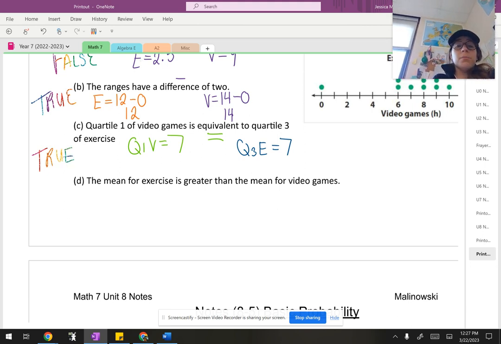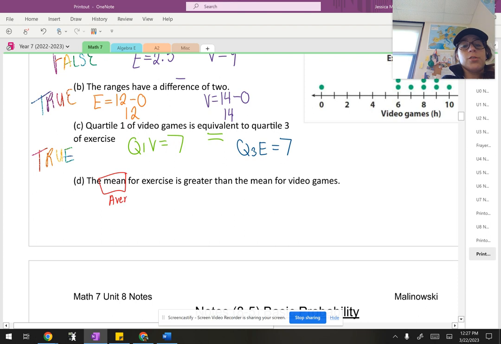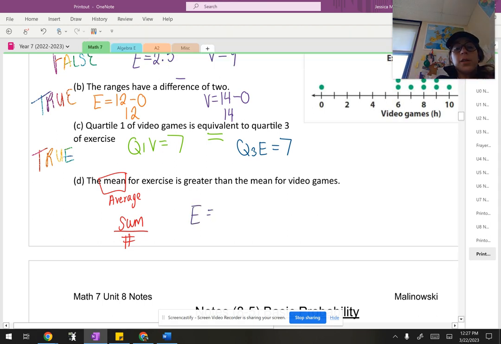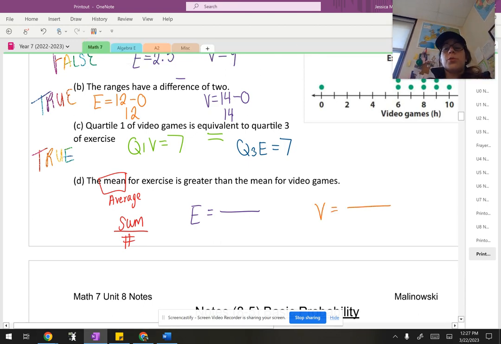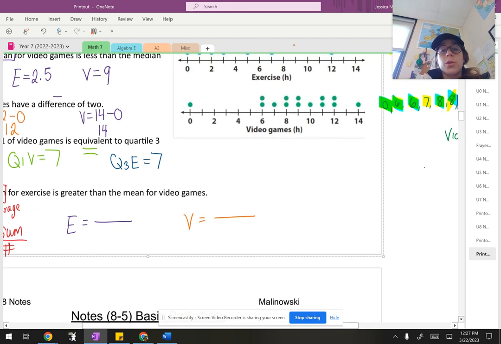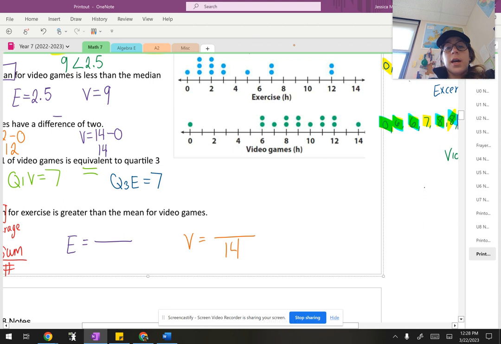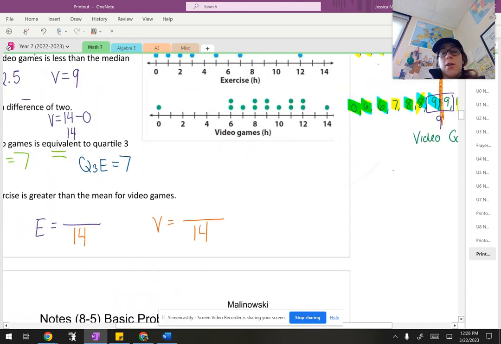Last but not least, finding the mean for exercise. Remember, mean is just asking you to find the average. And to do that, you show me the sum and the number you're dividing by. So again, exercise is going to be equal to, and video games is going to be equal to. Coming here, counting my dots, 1, 2, 3, 4, 5, 6, 7, 8, 9, 10, 11, 12, 13, 14. That tells me I'm going to be dividing by 14. 3, 6, 9, 10, 11, 12, 13, 14 as well. So each one's being divided by 14. Then you would come over to your list and you would just add all these numbers together.